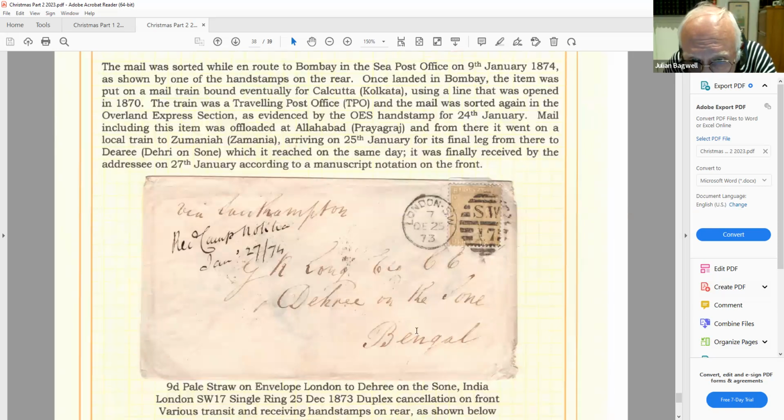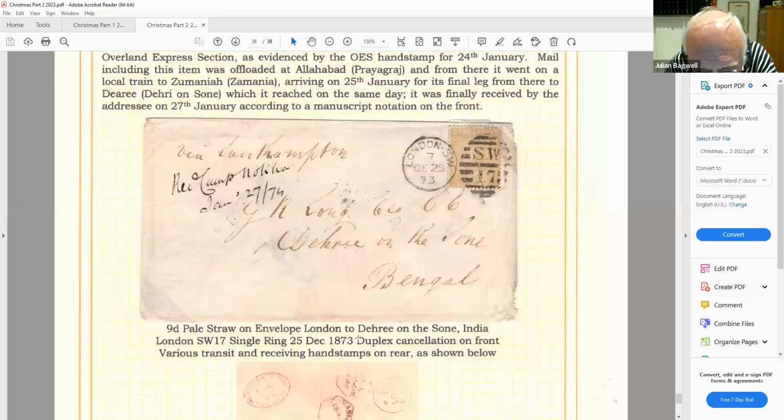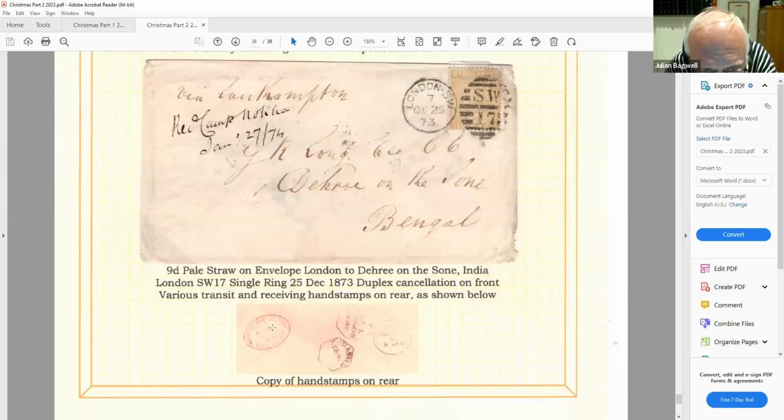Here's another one that went to India, and this is a slightly different version of the duplex hand stamp we saw earlier. Now you've got postal district, so London Southwest 17 with a December the 25th hand stamp, and via Southampton going out to Bengal, and rather a lot of transit and receiving hand stamps on the rear.